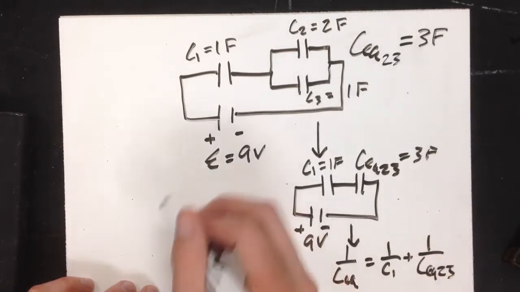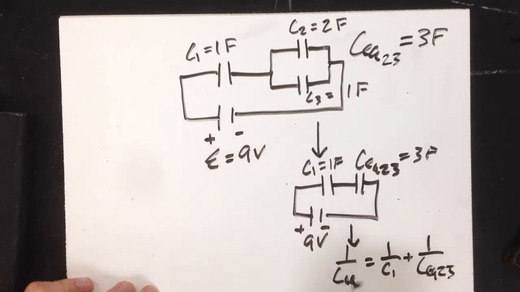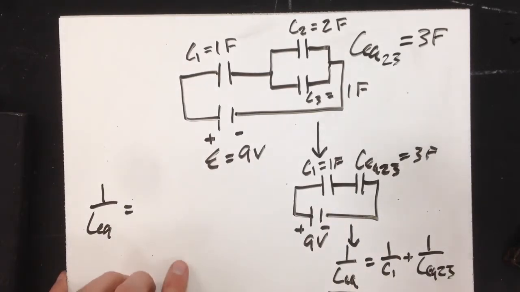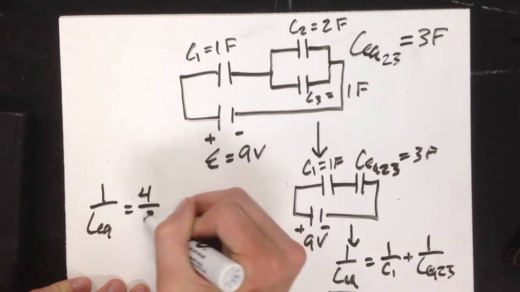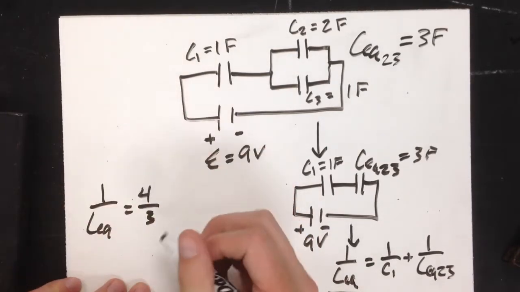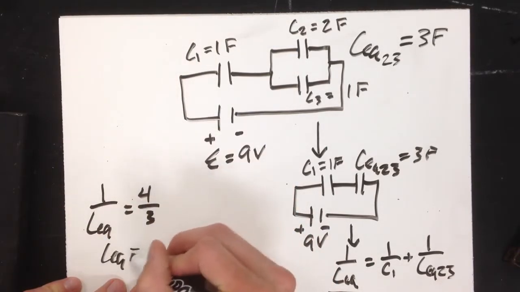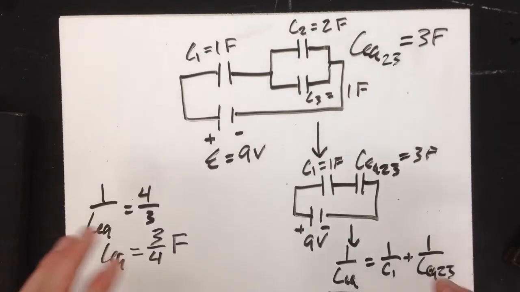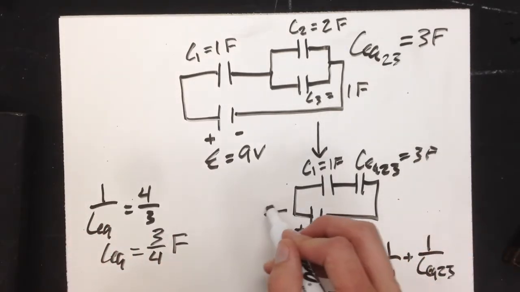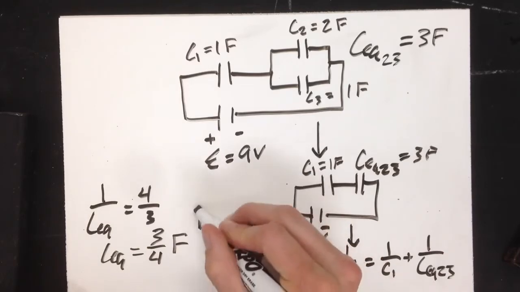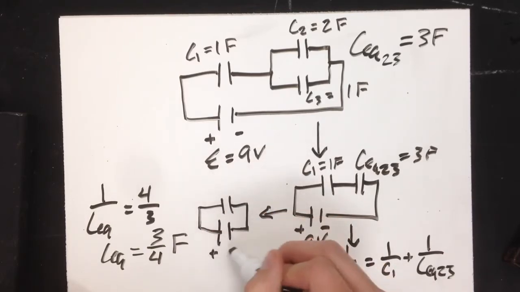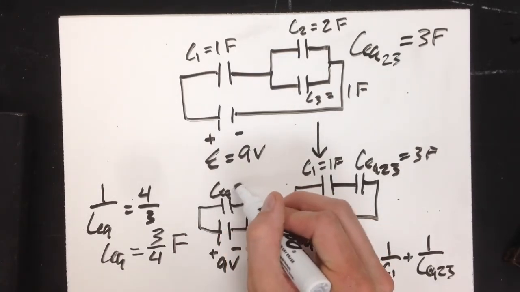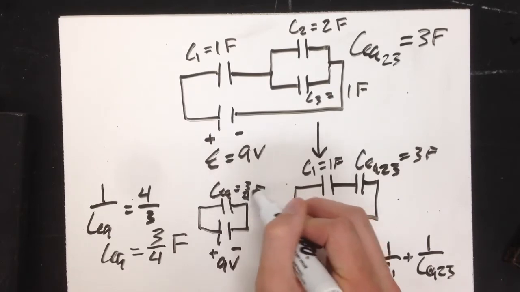So I'm going to bring this over here. And my C equivalent, now this is for the entire circuit. 1 over C equivalent is going to equal 1 plus 1/3. Well, that's just going to be 4/3. But I have to reciprocate both sides, which means that my equivalent capacitance is equal to 3/4 of a farad. So I've basically gotten the circuit down to just one capacitor. And it has a capacitance of C equivalent, which is 3/4 of a farad.